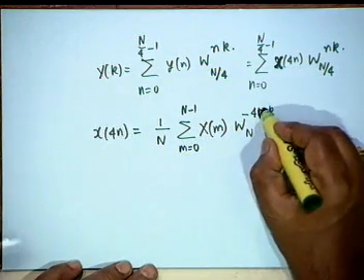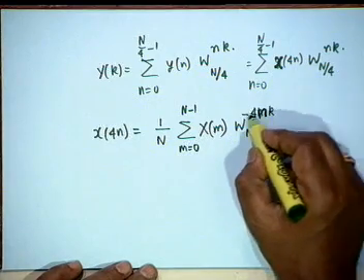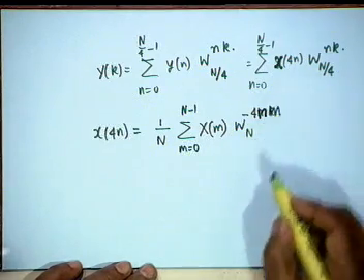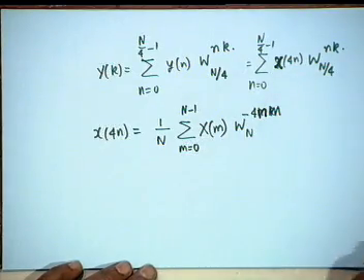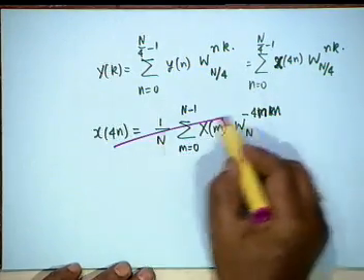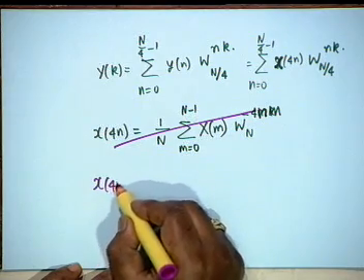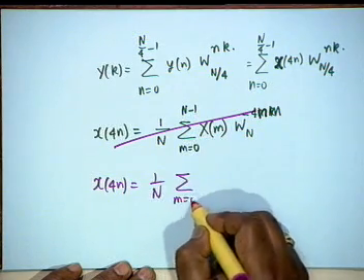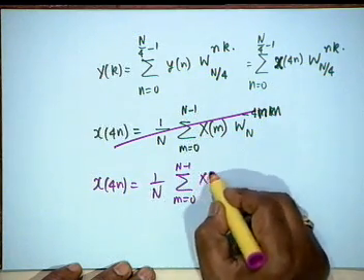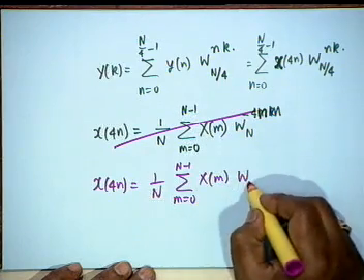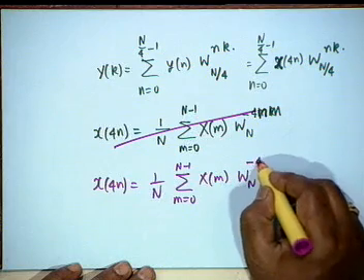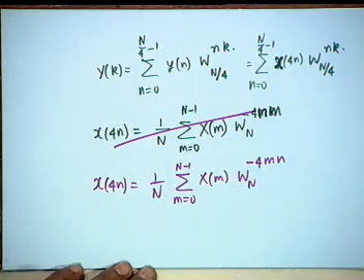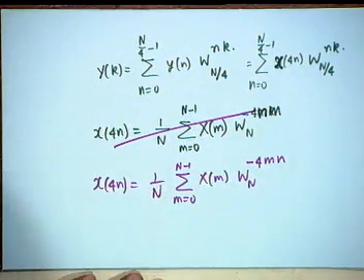Oh, 4 n k. N m. Okay. I always seem to make a mistake here. Let me write it again. X of 4n is equal to 1 over n summation m equal to 0 to n minus 1 capital X of n w n raised to the power minus 4 m n. Have I done it correctly now? Good.